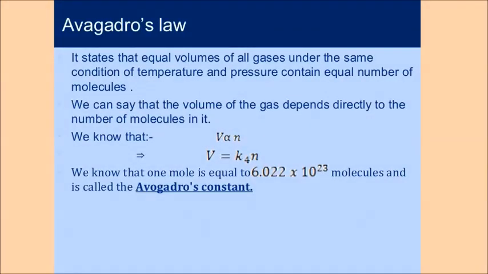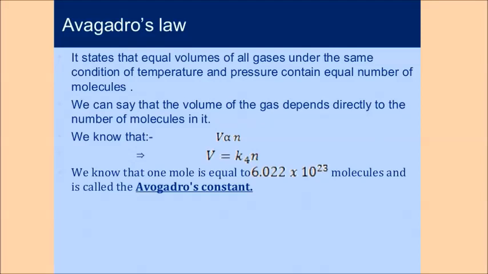It states that equal volumes of all gases under the same conditions of temperature and pressure contain an equal number of molecules. That means the temperature and pressure are constant here. So what are the variables here? The volume and the number of moles. So we can say that the volume of a gas directly depends upon the number of molecules in it.